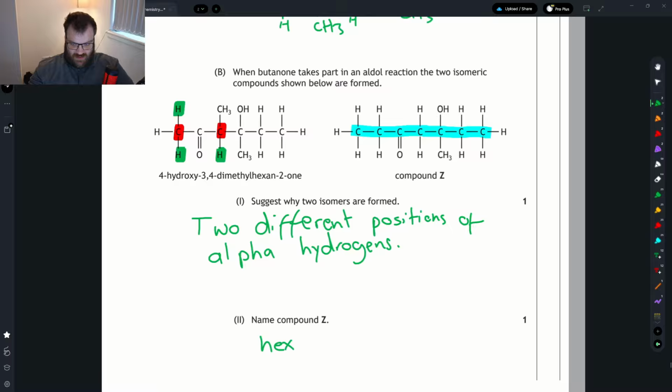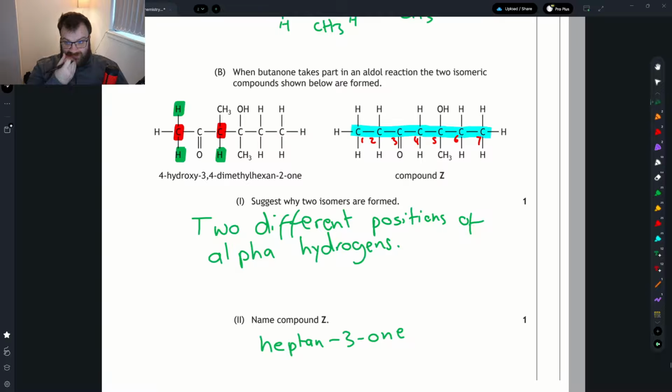Heptanone. Specifically, if we think of the numbers, that's on position 3. It takes priority for numbering. Should be hept-3-one. What then do we have? We have, off of carbon 5, a methyl group and a hydroxyl group.